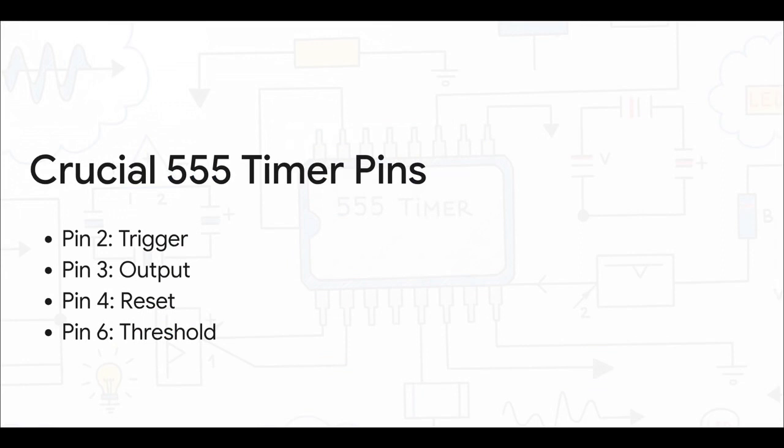Out of the 8 pins, these 4 are absolutely crucial. Pin 2 is the trigger, which kicks off the timing operation. Pin 3 is the output, the muscle that actually drives your components, like an LED. Pin 4 is the reset, which will immediately stop the timer. And Pin 6 is the threshold, monitoring external voltage to eventually tell the cycle to stop.